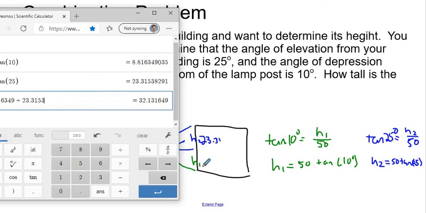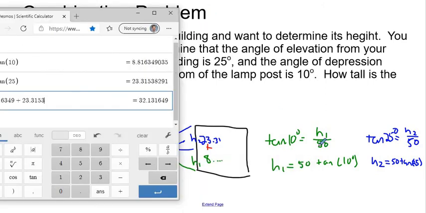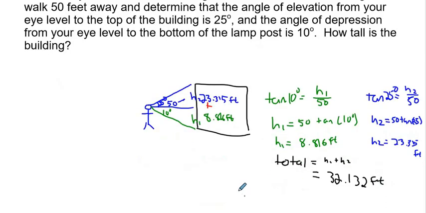And if I add them together, the entire building is 32.132. So remember, this part's the 8 part, right? And 8 point whatever. And this is the 23. And so to find the total, I would want to add them, which you can see I did right here on Desmos. And so the sum of these two is 32.132. So to save you some time, I went ahead and filled those out and paused the video.